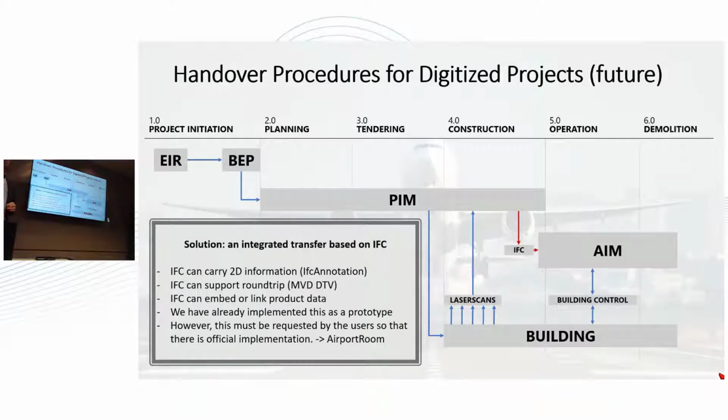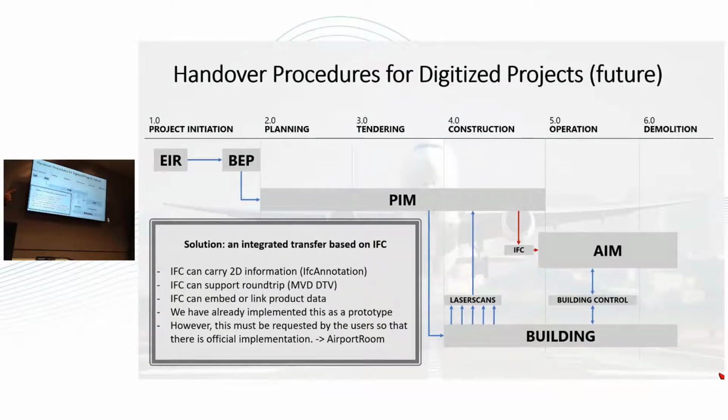It's much easier to check, because this could be done actually with Solibri Model Checker or with other tools already to check the content of the file. Is it fulfilled and is it fitting to our LOI specifications and so on?